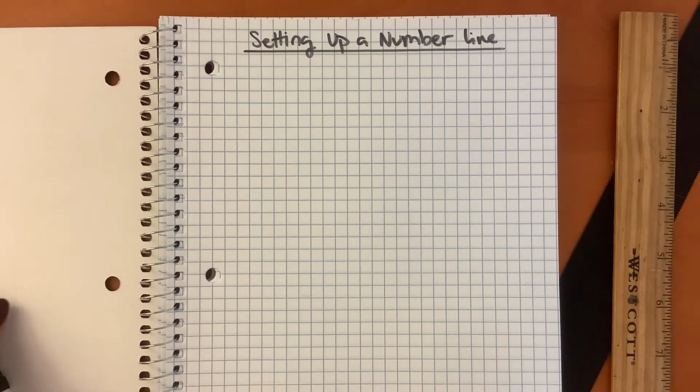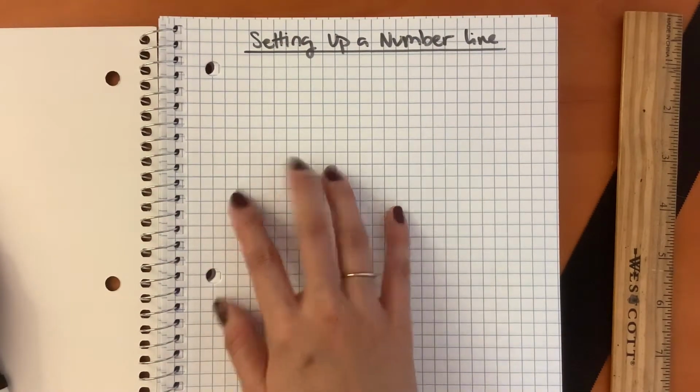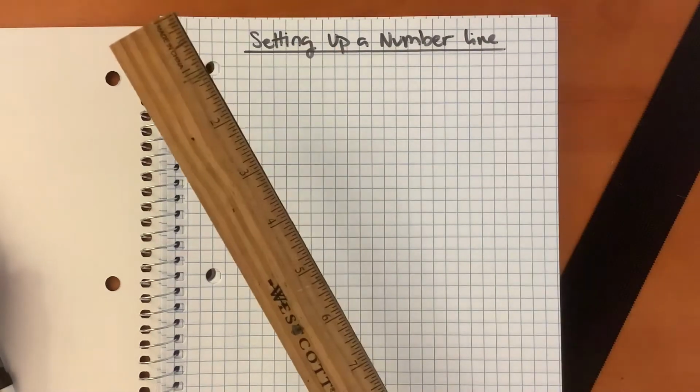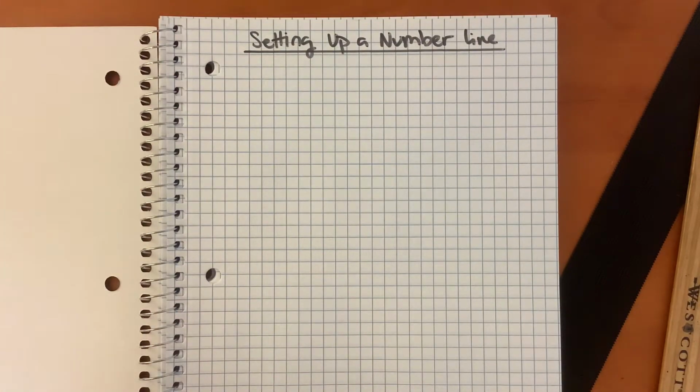Okay, we are going to talk about setting up a number line. And in order to do a number line, you are going to want preferably graph paper. That's really going to help us. You want a ruler and you want a pencil. For this video, I'm going to use a pen just so it's easier for you to see.